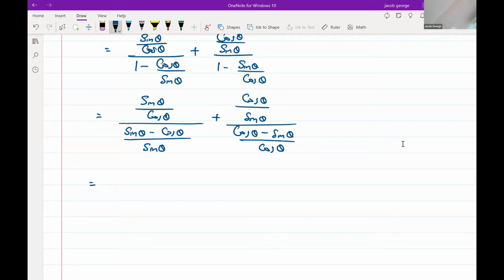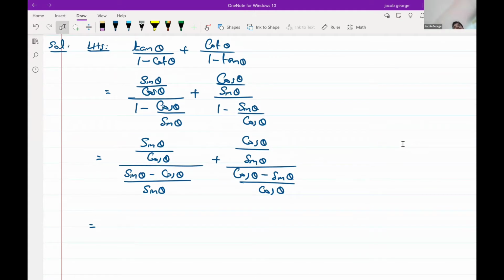Is that clear? Here also the same. Cos theta is in the denominator. This is 1 by 1. Multiply cos. Is it clear? Cos theta minus sin theta by cos theta. Yes, all of you please write till this step. We have taken the LCM in the denominator.